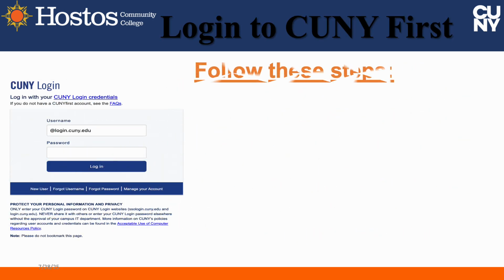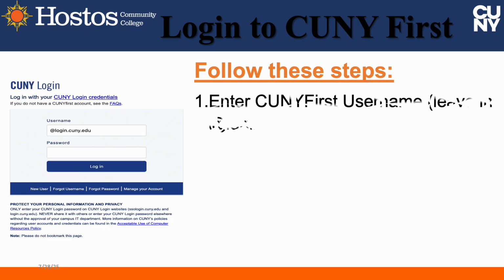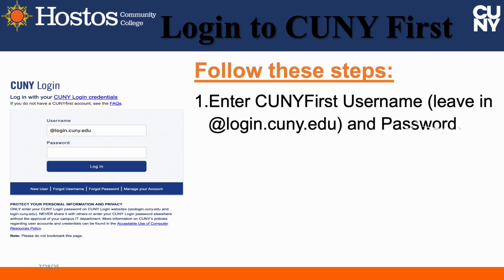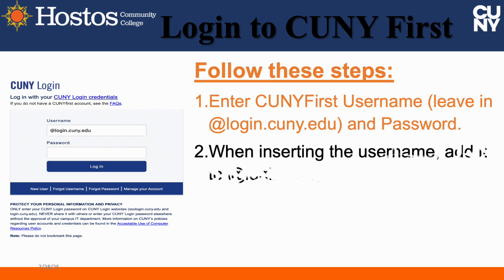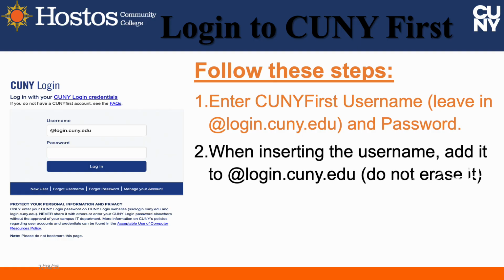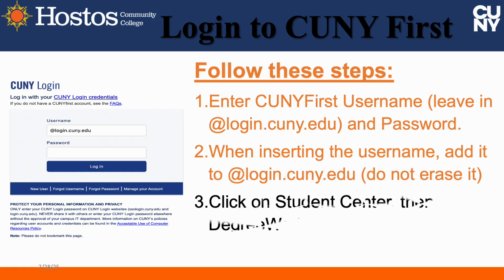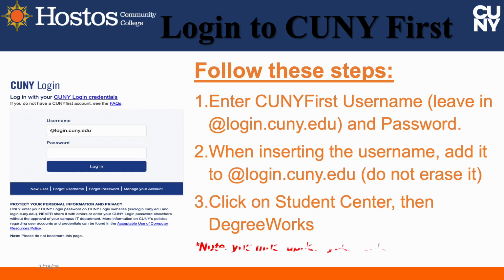Once you select CUNY first, a small picture will show up that says CUNY first. Again, click on login, which should be on the left side of the page, and then it should look something like this. To log into CUNY first, make sure you have your username and leave in the part that says login.cuny.edu. Once you log in, you're going to the Student Center and then DegreeWorks. Also, make sure you have your contact information updated in CUNY first so that we're able to contact you if we have any questions.